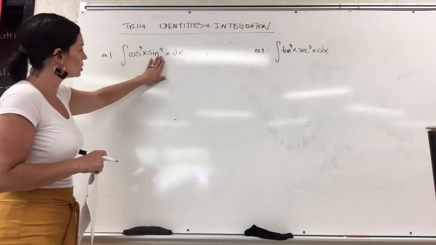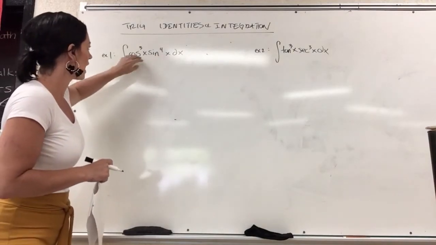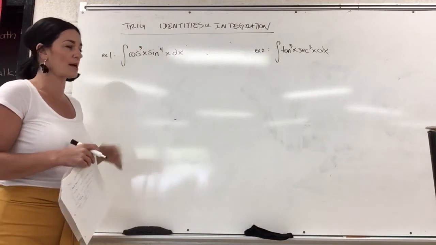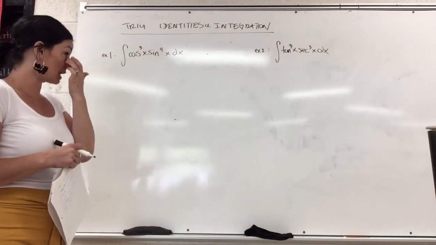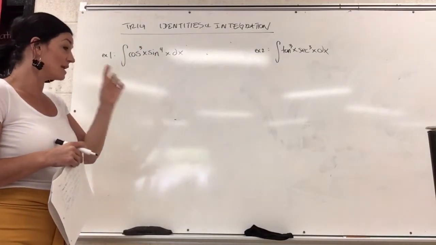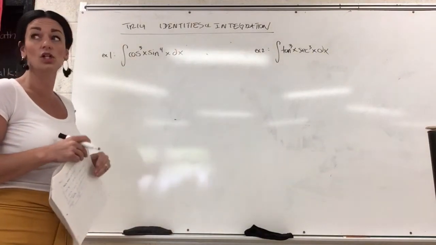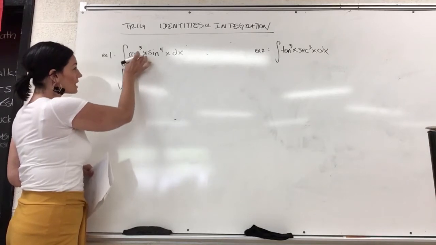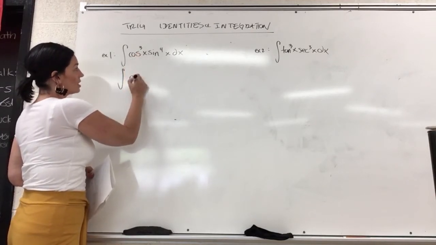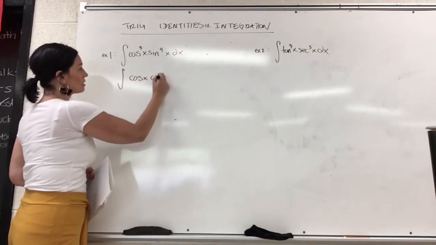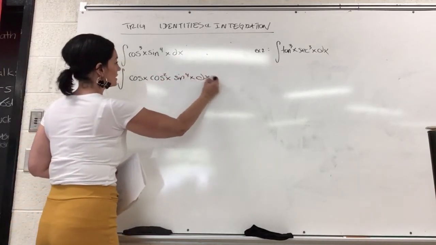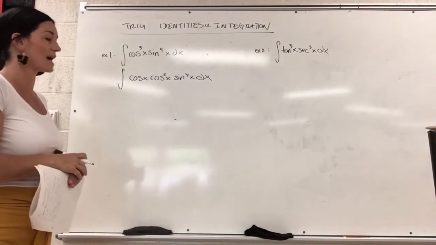If I made u sine x, then I have du cos x, but it's cos cubed. So that's not really going to work for me. Whenever I see a situation like that, I think about how I could manipulate this to make it a legit u du question. So I think about splitting this guy. He's going to be cos x, cos squared x, sine 4x dx. Hopefully you agree that those are the exact same thing.